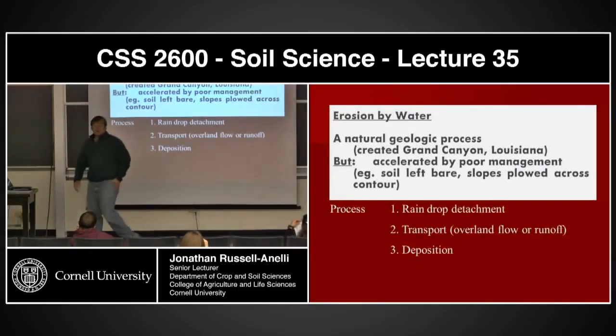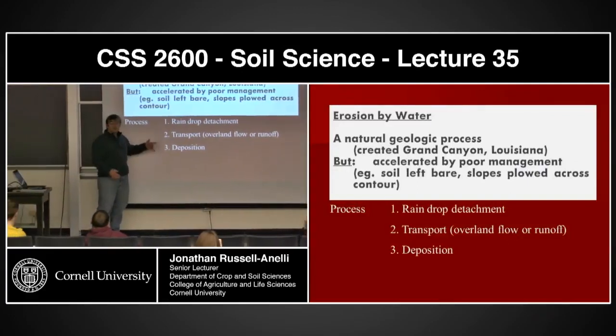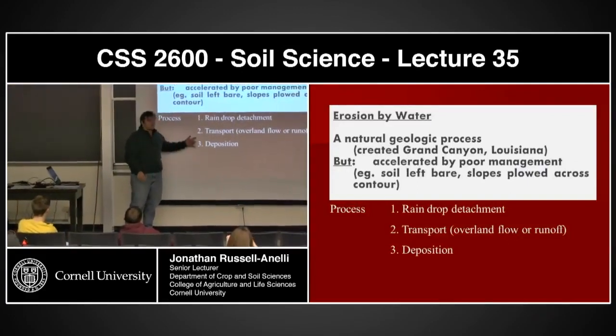Okay, so erosion: a natural process, accelerated by poor management. The process itself, I've mentioned this before, and now we're going to go through the details of it. The first part is raindrop detachment. The raindrops come down, bang, move it. Then transportation, whether it's overland flow or runoff, and then finally deposition.